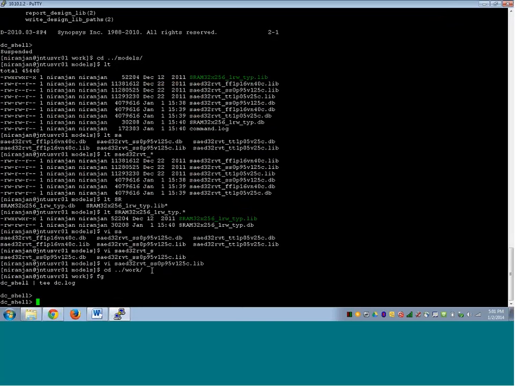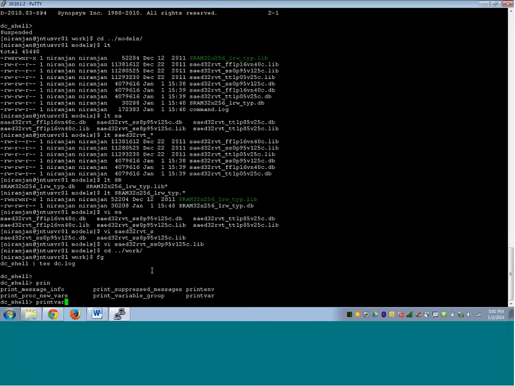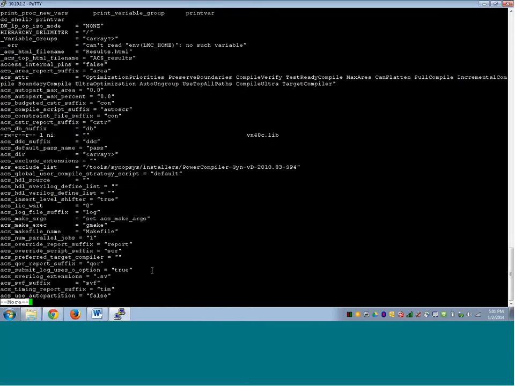So the first thing, now I talked about commands. There are a lot of things called variables, and a lot of variables which control the functionality of the design compiler. How do you get a list of variables? You just say print var. So this is the list of variables and the default value.